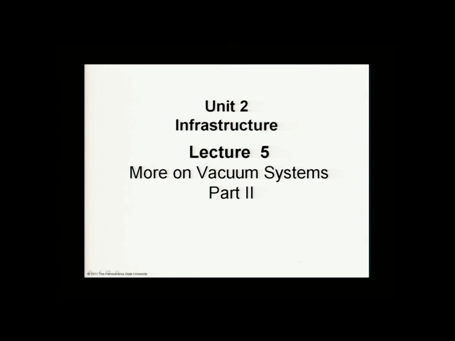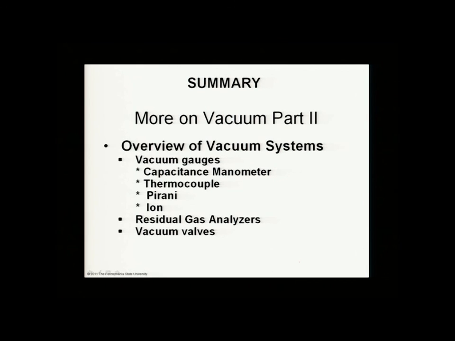Well, we have completed lecture 5, which is part 2 of our more in-depth overview of vacuum systems. And in lecture 5, we have talked about vacuum gauges. We looked at the capacitance manometer, which was the only example we gave of a direct pressure measuring instrument. And then we talked about thermocouples, Pirani gauges, and ion gauges. These two use the fact that gas molecules carry away heat. So they use that fact to indirectly measure pressure, so some calibration is required.